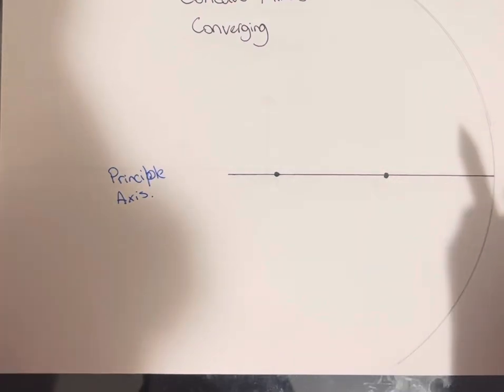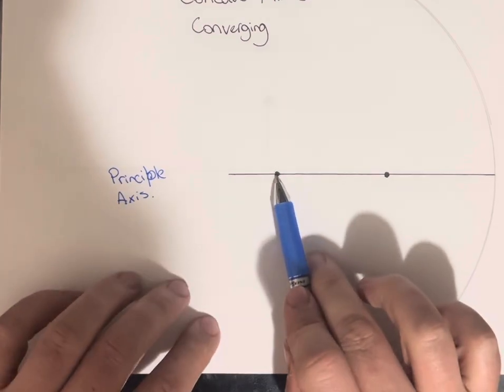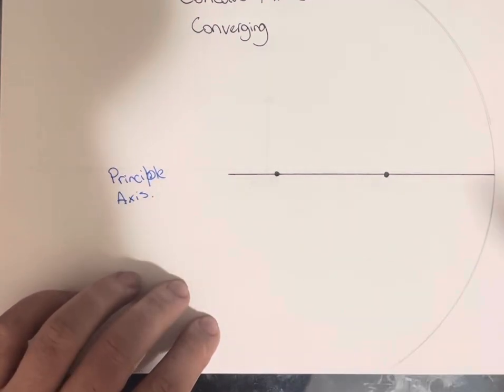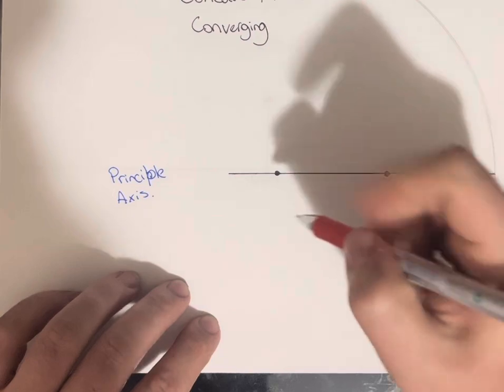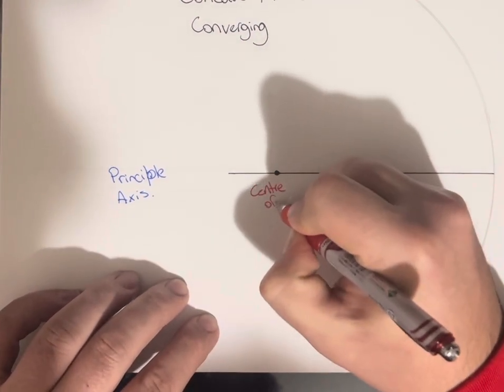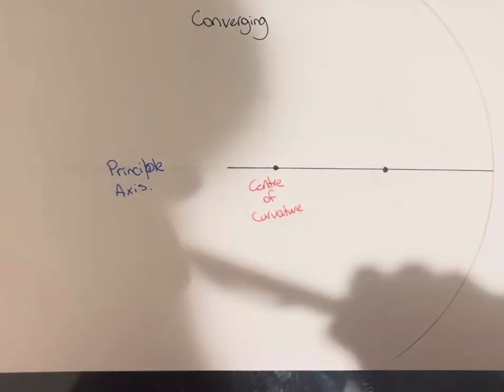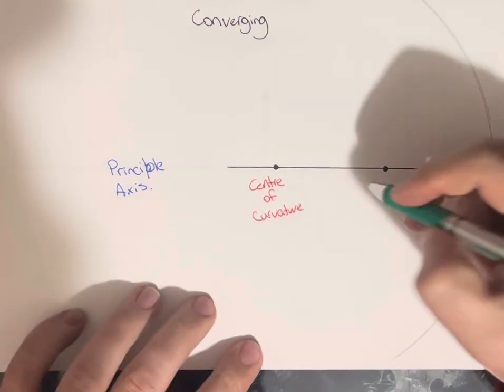And essentially all that is going to be is a reference point for us to work off of while completing these problems. Now, the principal axis is unique because it is going to pass through two specific points, right? One of which is going to be our center of curvature, as well as our focal point.